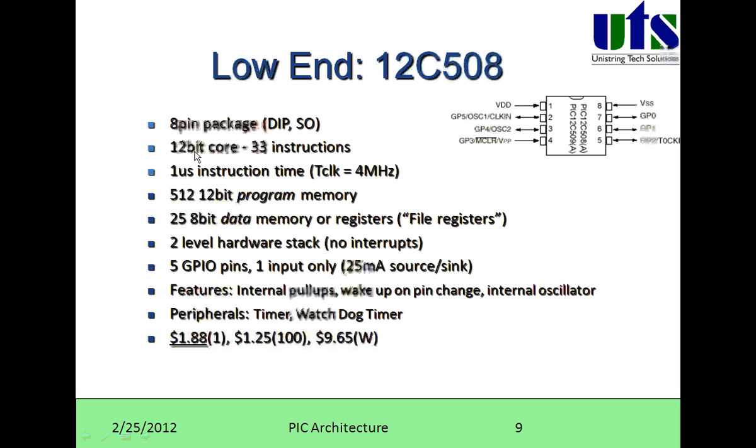So now you can see the properties and now the instructions. It is having 33 instructions, and the clock frequency is 1 microsecond instruction time, that is 4 MHz clock it is saving internally, and it is having 512 12-bit program memory and 25 8-bit data memory, and 2-level hard stack, and it is having 5 GPIO pins and 1 input pin. You can see here GPIO 0, GPIO 1. Okay, and this is GPIO 2, and 1 clock pin, 1 input pin here.